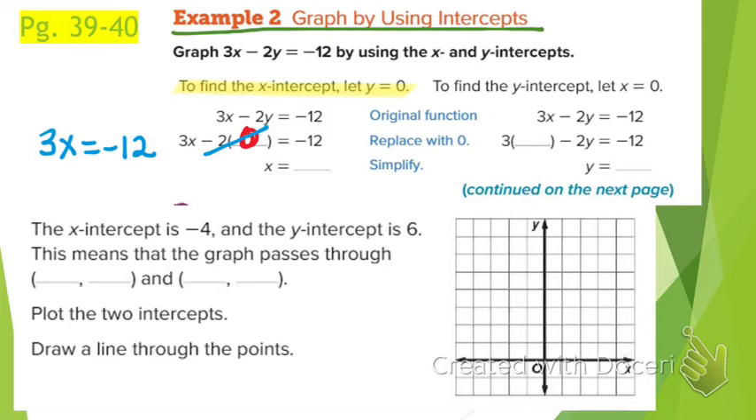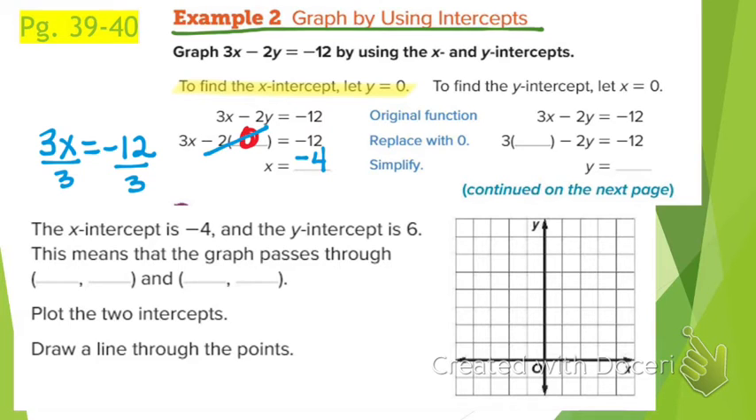So if 3x equals negative 12, if you divide both sides by 3, yes, Chris? Yep, divide by 3. And what would you get for your x? Would you say negative 6? Not 6. So 12 divided by 3 is 4, yep. So x equals negative 4. That would be my x-intercept. So this graph has an x-intercept at negative 4.